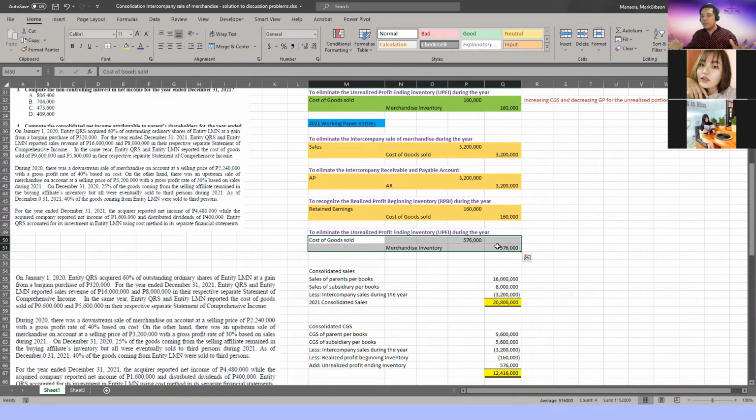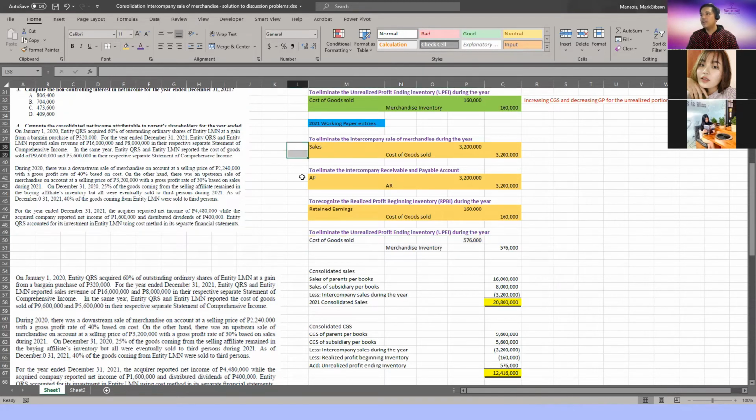Now, during the preparation of the consolidated financial statements, we have to prepare working paper entries to eliminate those respective entries. So all the entries made by the parent and the subsidiary with respect to the intercompany sale of merchandise, we have to eliminate them. So that is the reason for this.